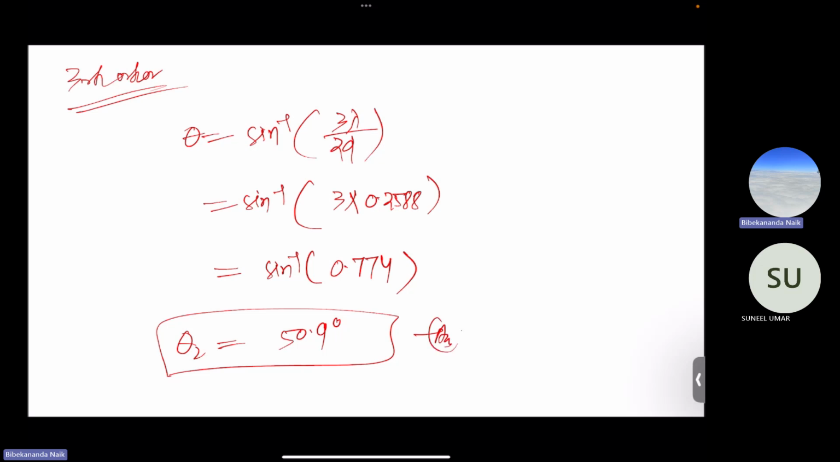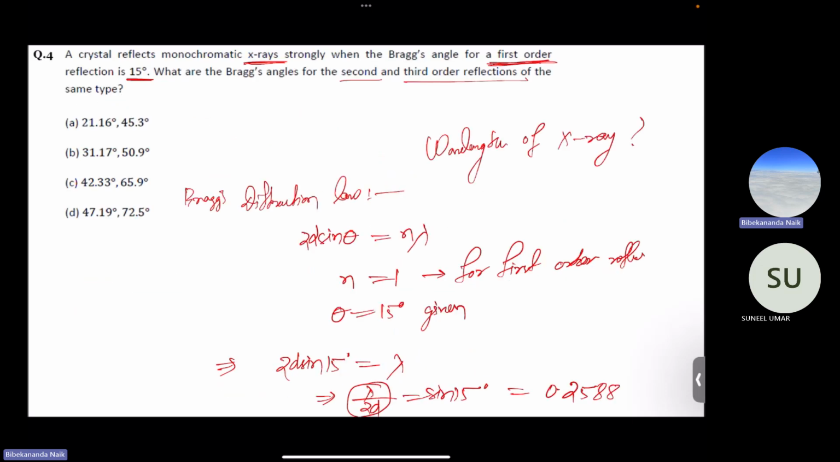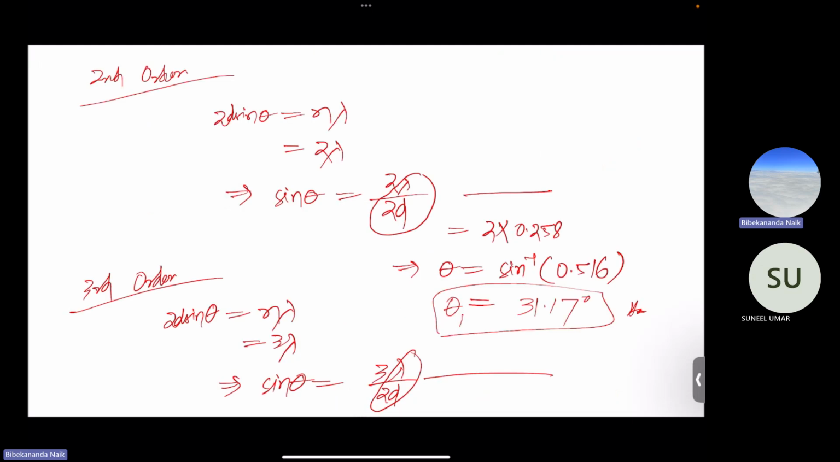So the correct option will be, for second order reflection, theta 1 is 31.17 degree and theta 2 is 50.9 degree. So the correct option is option B, 31.17 and 50.9. The first order reflection value was given, so using that condition, we got the ratio lambda by 2d, and from the lambda by 2d value, we got the Bragg's angle corresponding to second and third order reflections. I hope this is clear to you.